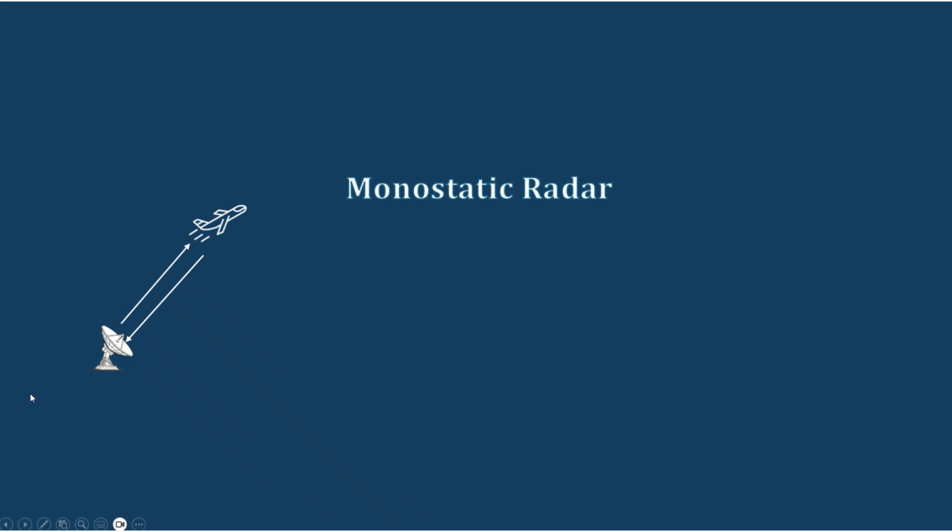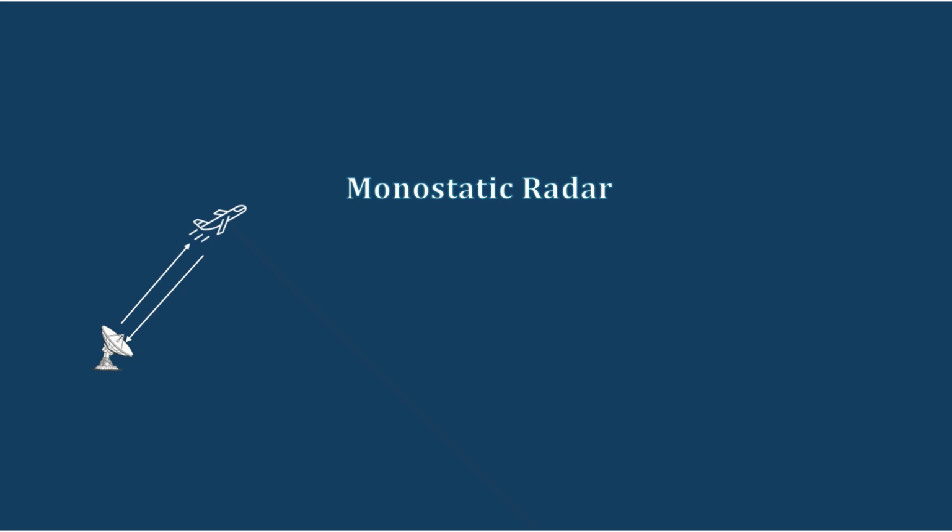So let's see what is meant by monostatic radar. In the monostatic radar case, the transmitting and receiving antenna positions are the same. That means the same antenna works as both the transmitter and the receiver. This antenna transmits the wave, and when it hits the target, some waves get reflected and are received by this same antenna, and processed to get information about the target's range, velocity and direction.